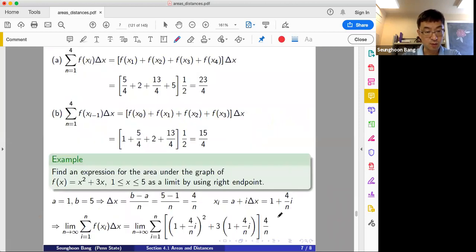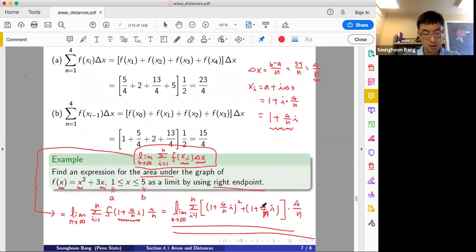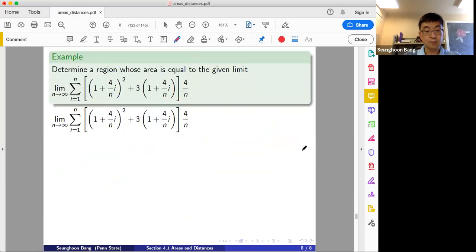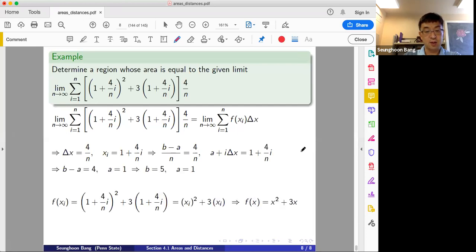So let me see. We are going back to the first problem again. I made a mistake here. Sorry. Could you find my mistake? Here, you have to keep the 3. Sorry about that. This is plus 3 times 1 plus 4i over n, times 4 over n. Sorry about that. This is the answer. Okay. This is the whole idea for solving this kind of problem.